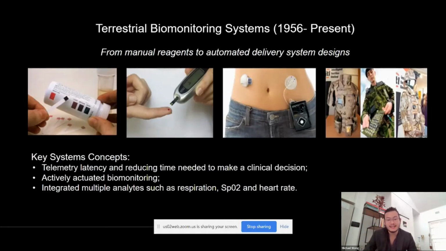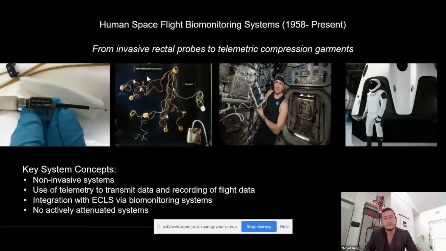And then lastly, we have seen an increasing push towards integrated multiple analytes such as respiration, pulse oximetry, and heart rates. Things we've seen not only in military applications in terms of wearable technologies, but also more recently, as some have seen in presentations earlier in this convention, around things like Hexoskin and things that are being used in the International Space Station.